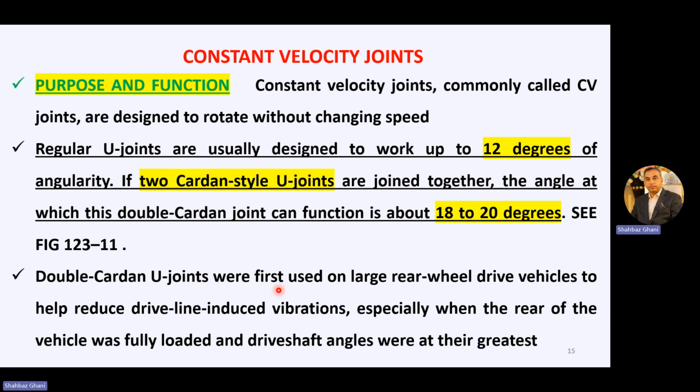Double Cardan U-joints were first used on large rear wheel drive vehicles to help reduce driveline induced vibration, especially when the rear of the vehicle was fully loaded and driveshaft angles were at their greatest. So previously it was a single Cardan U-joint, but we use a double Cardan U-joint in large rear wheel drive vehicles to help reduce driveline induced vibration, especially when the rear of the vehicle was fully loaded and driveshaft angles were at the greatest.